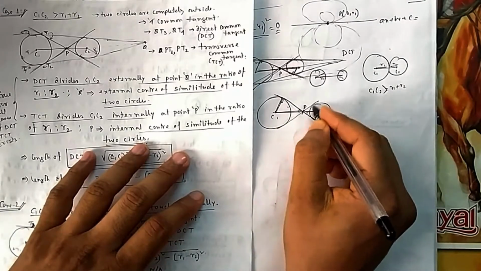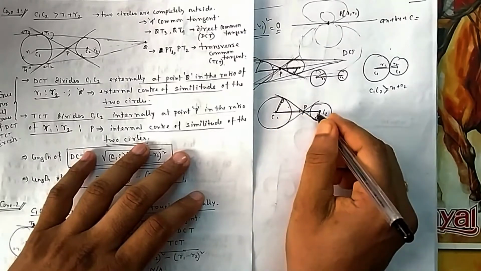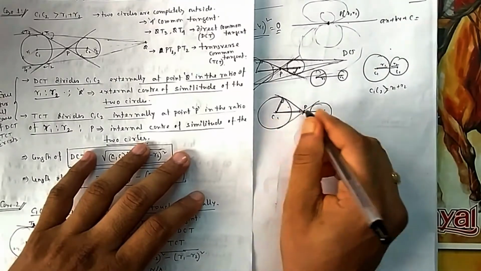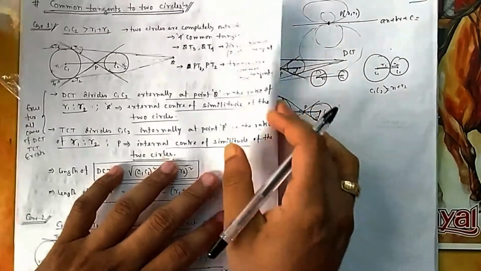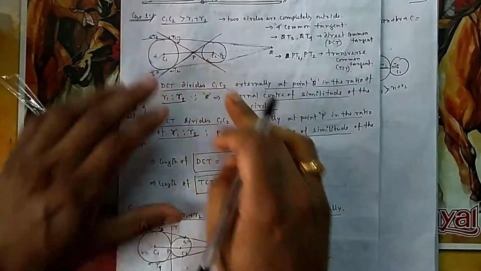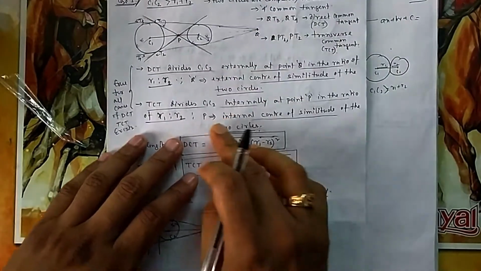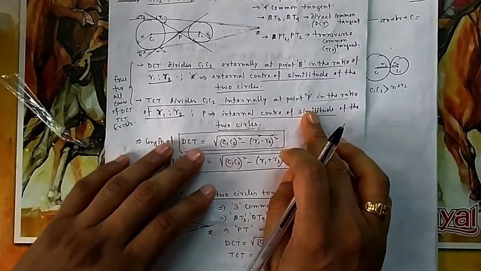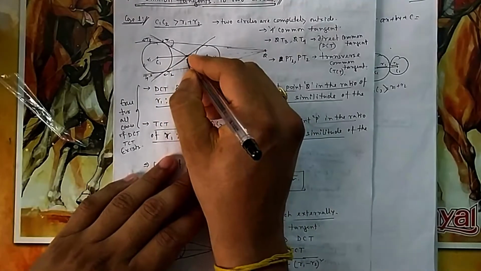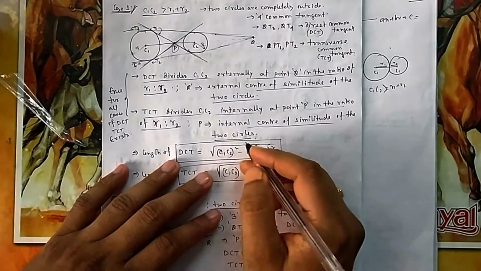Both the TCTs will pass through the same point P. That will divide C1C2 at a point in the ratio R1 is to R2. So your TCT divides the line joining the 2 centers internally in the ratio R1 is to R2. And this P has a name: it is known as the internal center of similitude of the 2 circles.